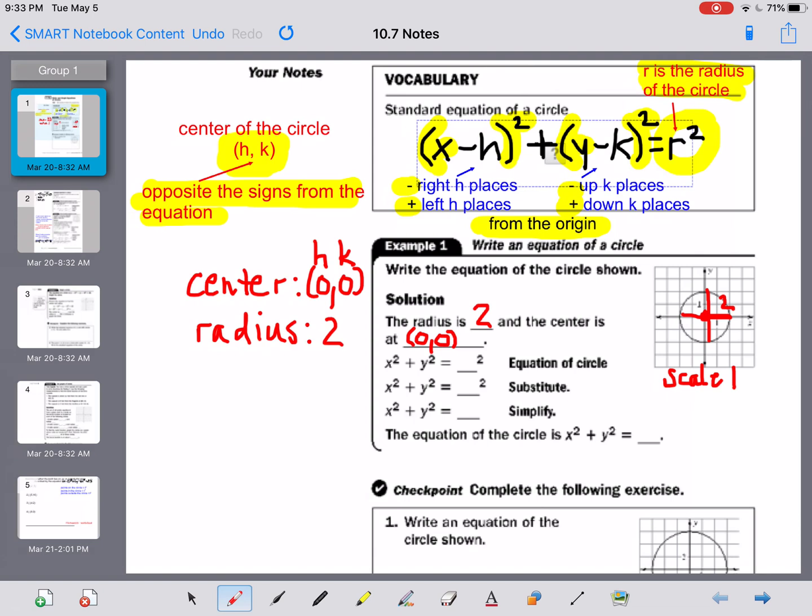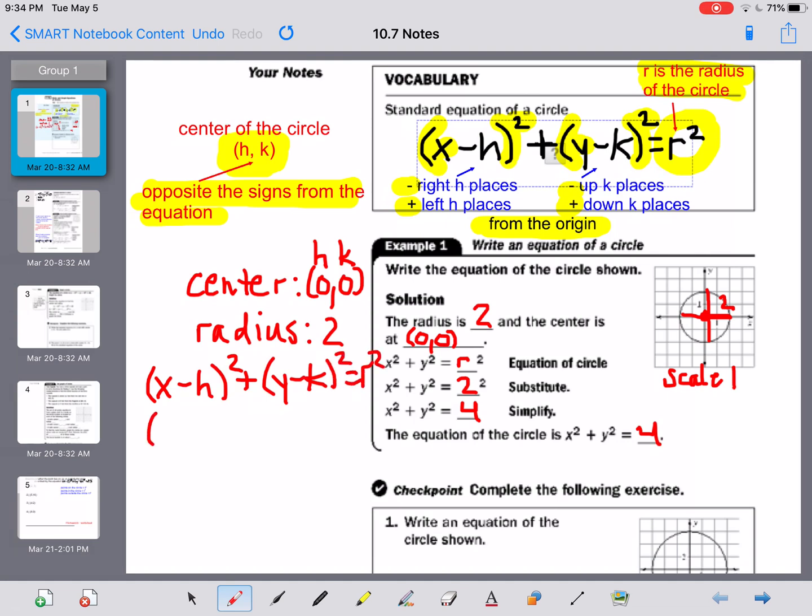So they just went ahead and said x squared plus y squared equals r squared, and all they're plugging in is their r of 2, and they said x squared plus y squared equals 4. Now, I do want to take a break and say if I had (x minus h) squared plus (y minus k) squared equals r squared.